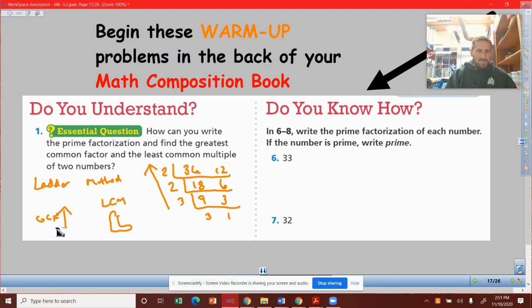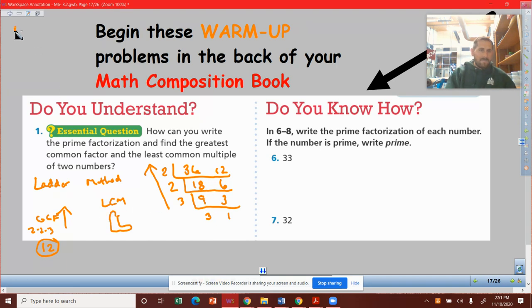So again, GCF is 2 times 2 times 3. We multiply those numbers together. So 2 times 2 is 4, and then 4 times 3 is 12. That's our greatest common factor between 36 and 12. It's the largest number that divides evenly into 12 and also divides into 36. That's what GCF means. So what's our least common multiple?